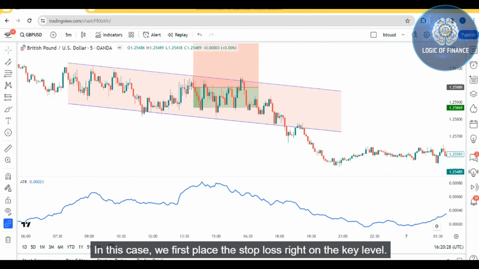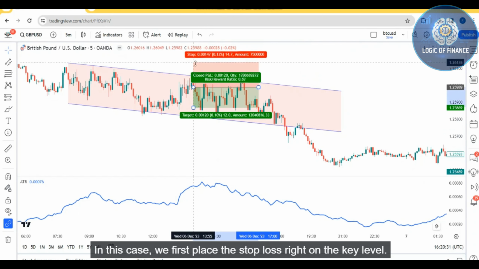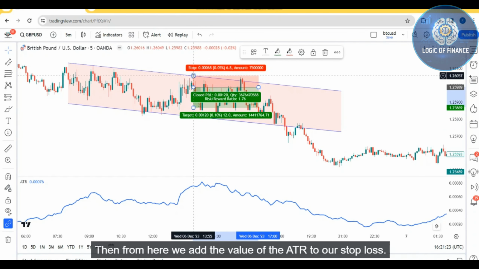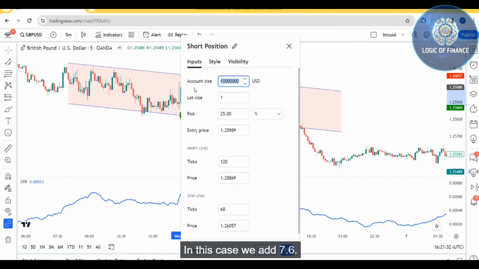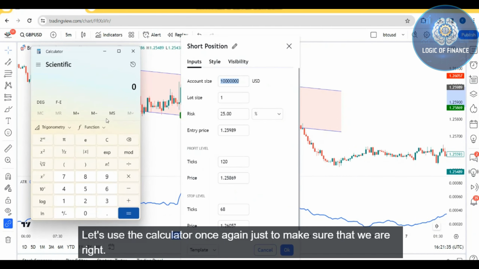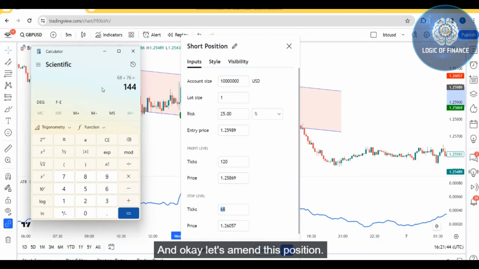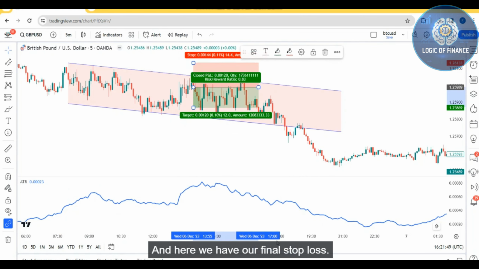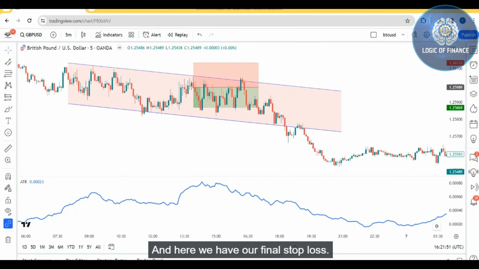In this case, we first place the stop loss right on the key level, so something like this. Then from here, we add the value of the ATR to our stop loss. In this case, we add 7.6. Let's use the calculator once again, just to make sure that we are right. And okay, let's amend this position. And here we have our final stop loss.